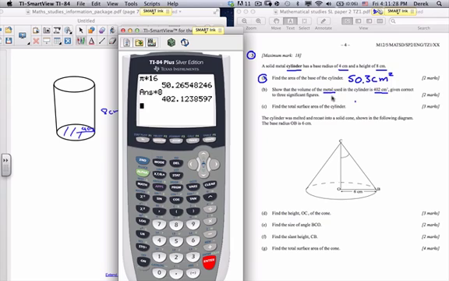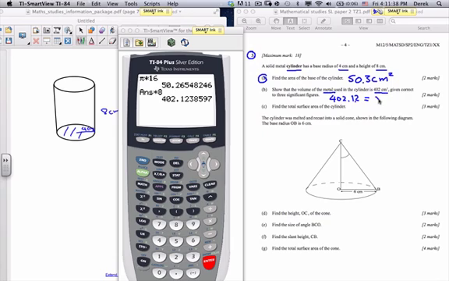We're going to get 402.12, which equals, correct to 3 significant figures, 402 centimeters cubed. Then it says find the total surface area of the cylinder.